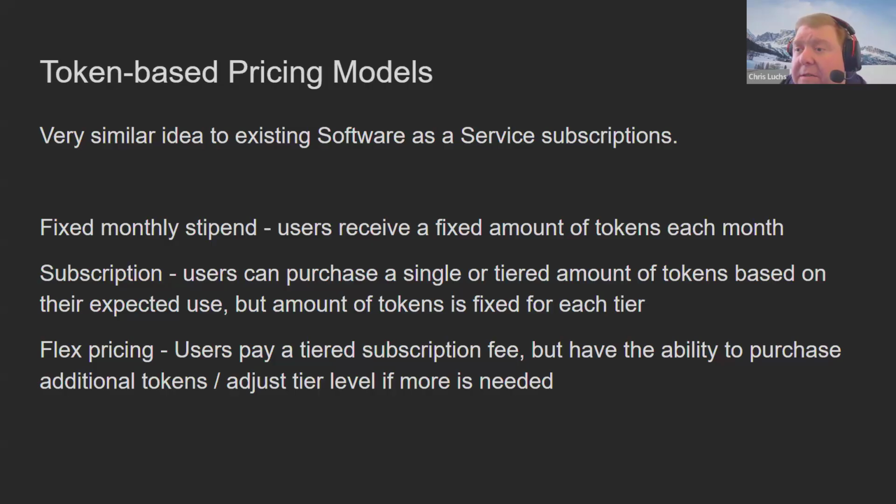Then you have a subscription model, which a lot of us are familiar with, who use any sort of software license. Basically, you can purchase a single or tiered amount of tokens based on your expected use, but sometimes the amount of tokens will be fixed for each tier, and you don't necessarily have the freedom to jump from tier to tier depending on your setup and what your agreement is. And lastly, probably the most common you're starting to see now is a flex price, which is you pay a tiered subscription of what I expect to use. But if for whatever reason I end up needing more tokens than what I originally paid for, I can go ahead and adjust that as needed. So it's like buying extra minutes or buying extra data.